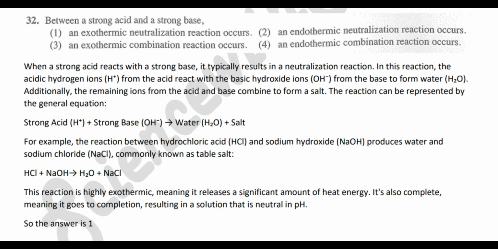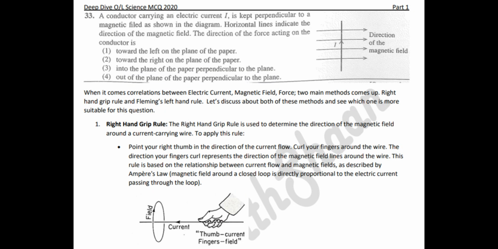Sorry if I'm going really fast because we have 6 questions today. That's why. A conductor carrying an electric current I is kept perpendicular to a magnetic field. Perpendicular is 90 degrees. Magnetic field as shown in the diagram. Horizontal lines indicate the direction of the magnetic field. They are asking about the direction of the force acting on the conductor.